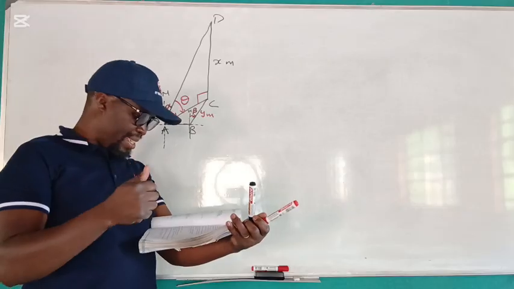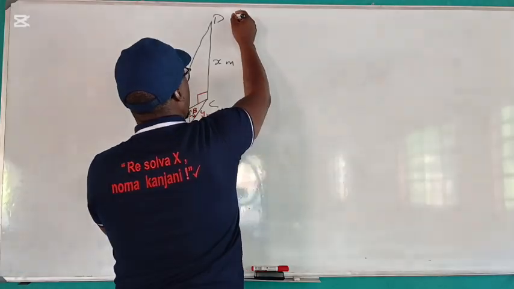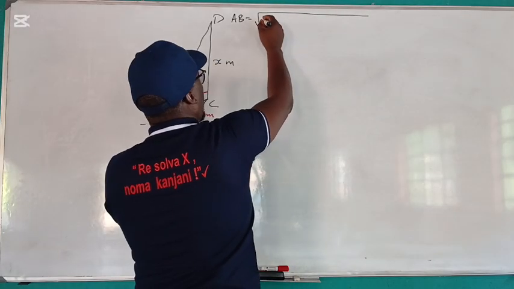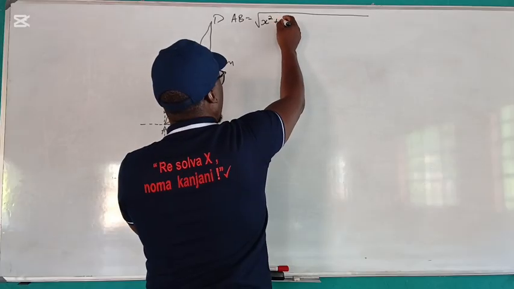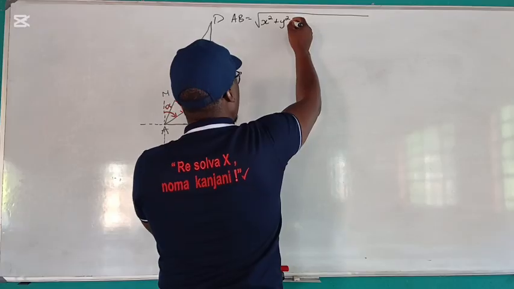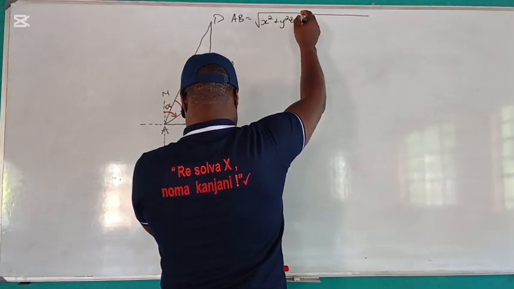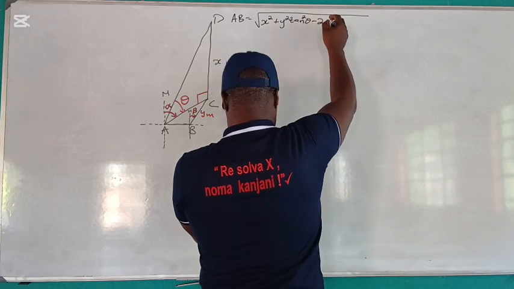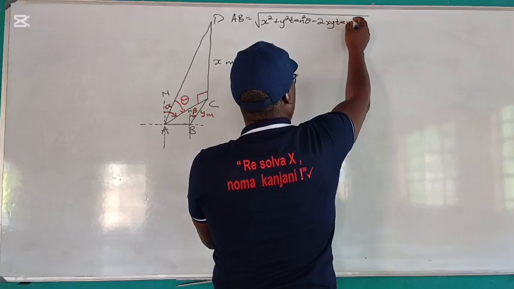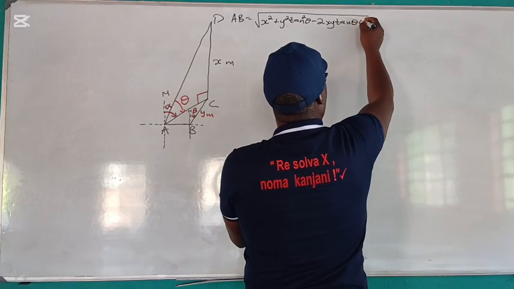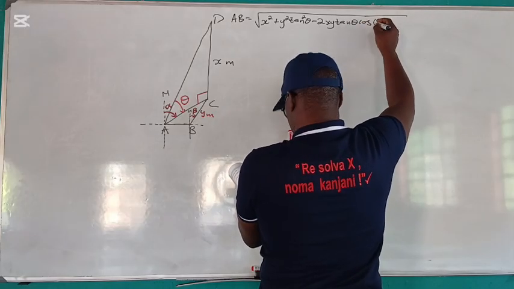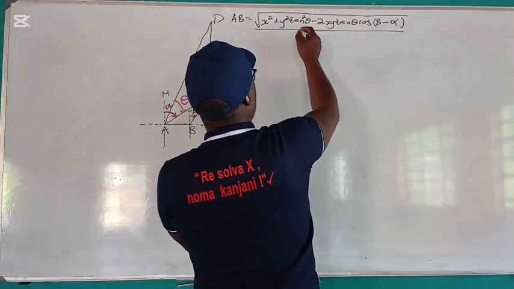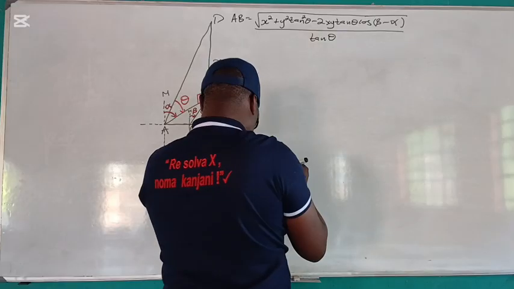It says, show that the distance AB is equal to the square root of x squared plus y squared tan theta squared minus 2xy tan theta cosine beta minus alpha, divided by tan theta.